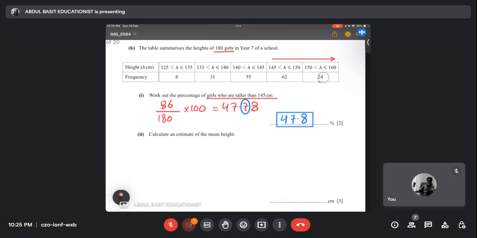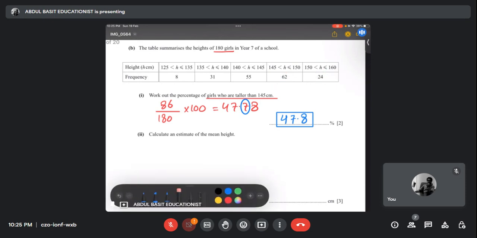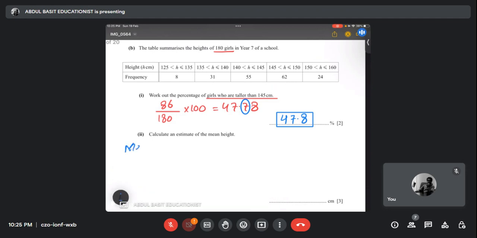Calculate an estimate of the mean. We know how to find the mean of the data, because mean has already been discussed a lot. Mean is summation fx divided by summation f. In this data we have summation f, that is 180 girls, but the x is missing, so I'm going to find the midpoint. Kashif, in such questions we find the midpoint. So what will be the midpoint of 125 and 135? Add them: 125 plus 135 divided by 2, so the center point is 130.